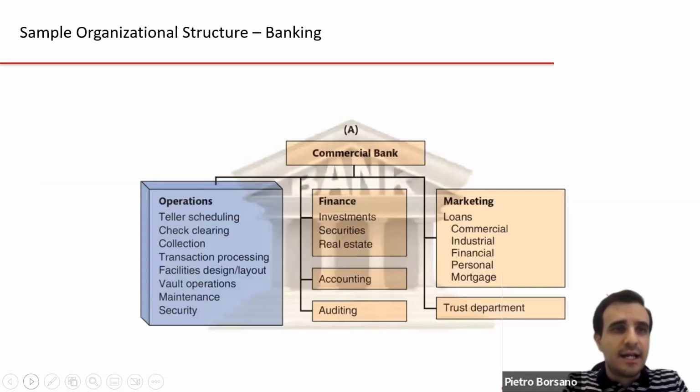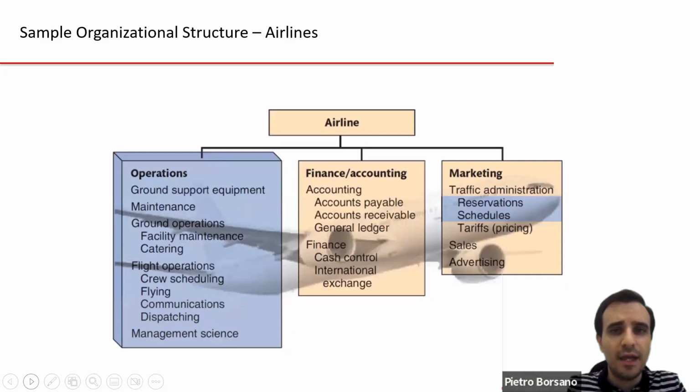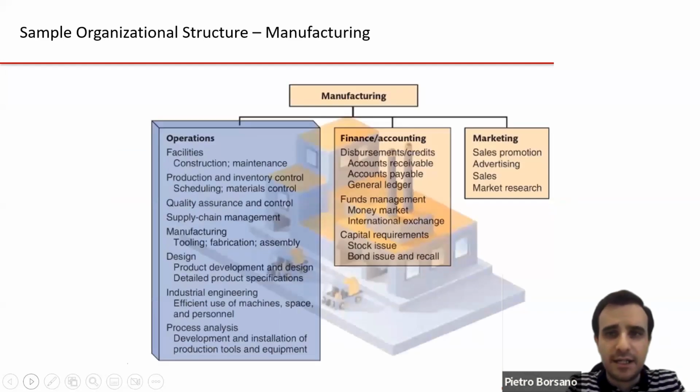In the following slides, I'm giving you some example organizational structures showing how the operations in different industries collaborate and contribute to other business departments. Here we see an example of a commercial bank. Here we see an example of an airline. And finally, here is an example of a manufacturing company.